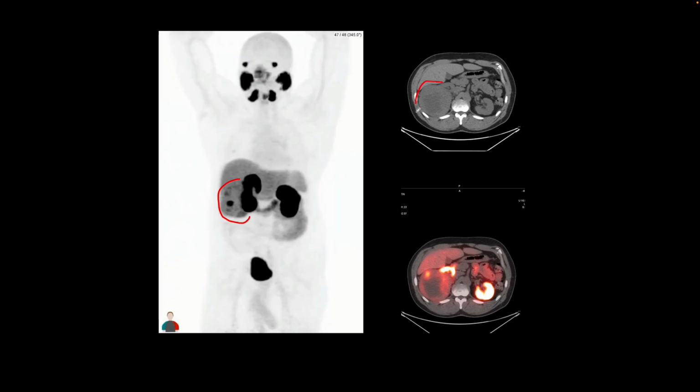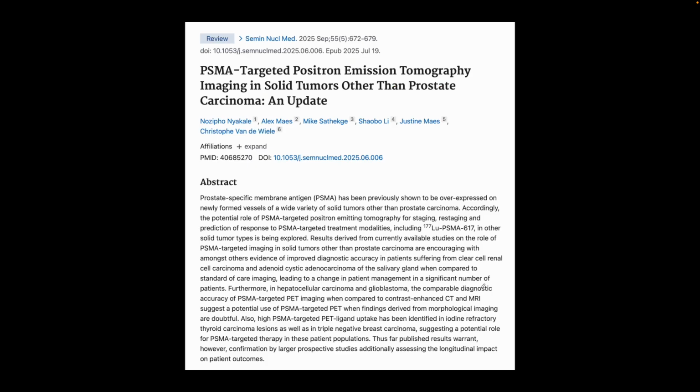Here is the mass on the low-dose CT. And this mass shows peripheral patchy uptake of PSMA and central necrosis. And so something like this should be described as a renal cell carcinoma until proven otherwise. And the PSMA uptake in this lesion is because of neovascularization in a renal cell carcinoma. This is a good article on PSMA targeted PET in solid tumors other than prostate cancers.